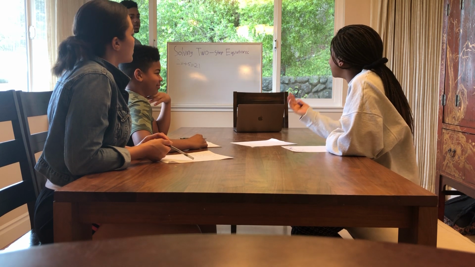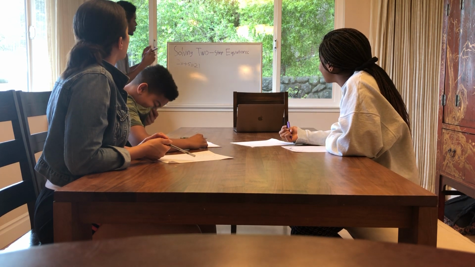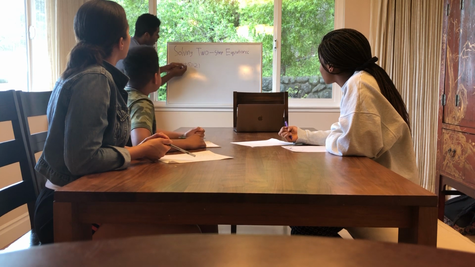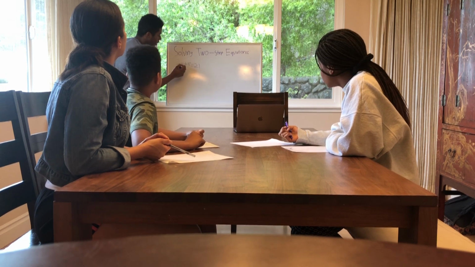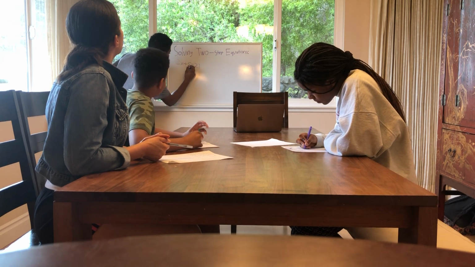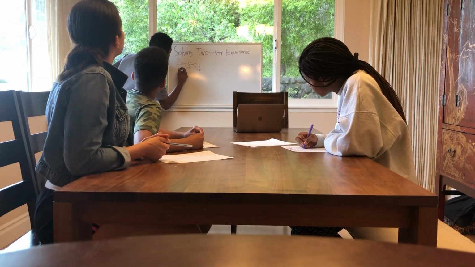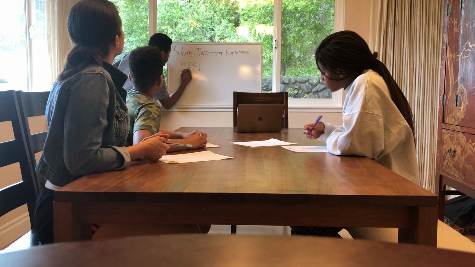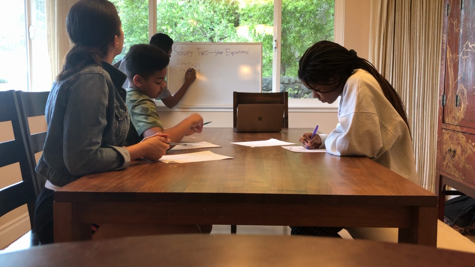What does that mean? Okay, sorry. So basically, because it's a plus 5 on this side, what you're going to want to do is subtract 5 from both sides. So here, the next step is you go minus 5, minus 5. And you get 2x equals 16.